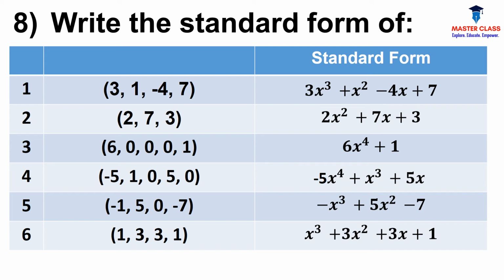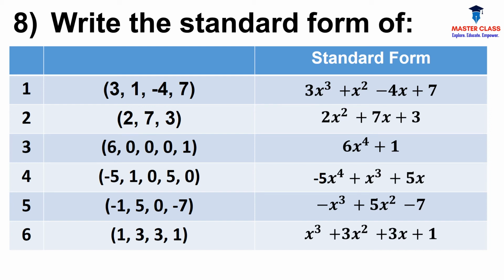The next polynomial given is 6, 0, 0, 0, 1. This must be written as 6x raised to 4 plus 1 to make it in standard form. The polynomial minus 5, 1, 0, 5, 0 must be written as minus 5x raised to 4 plus x cube plus 5x to make it in standard form.